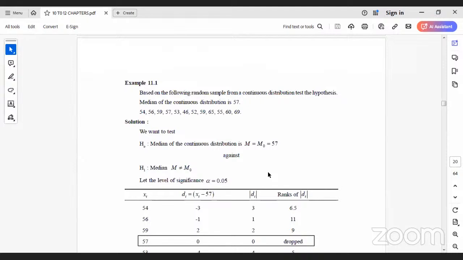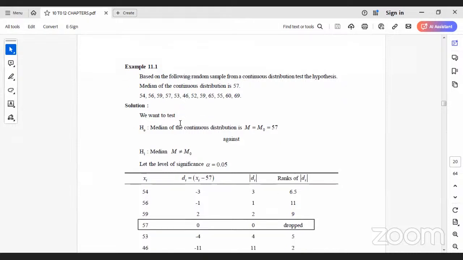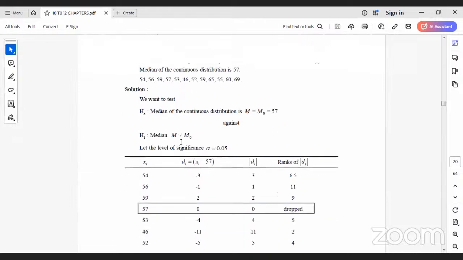Based on the following random sample from a continuous distribution, test the hypothesis about the median of the distribution. The given values are 57, 54, 56, 59, 57, 53, 46, 52, 59, 65, 55, 60, 69. We want to test the median of the continuous distribution, M equal to M naught equal to 57. That is the condition. I am writing down the given values as I go.